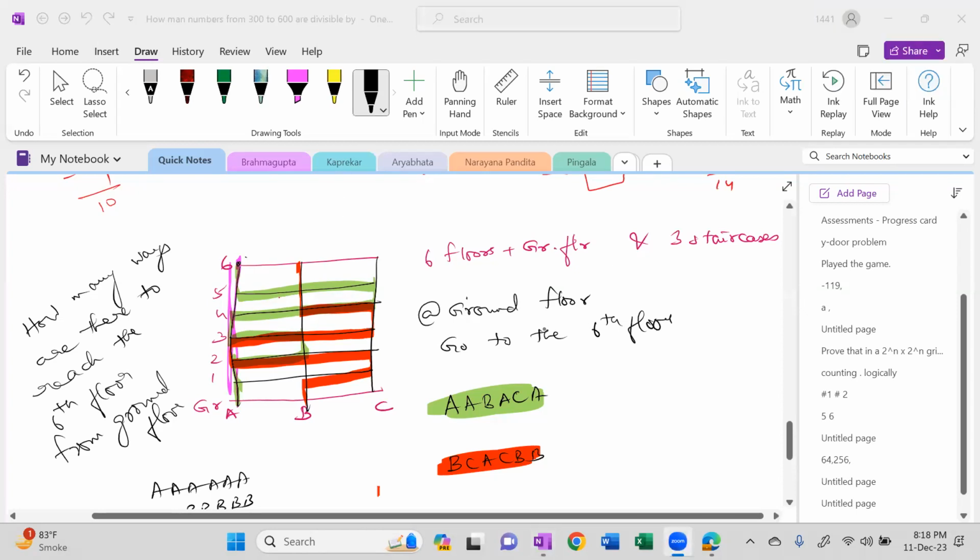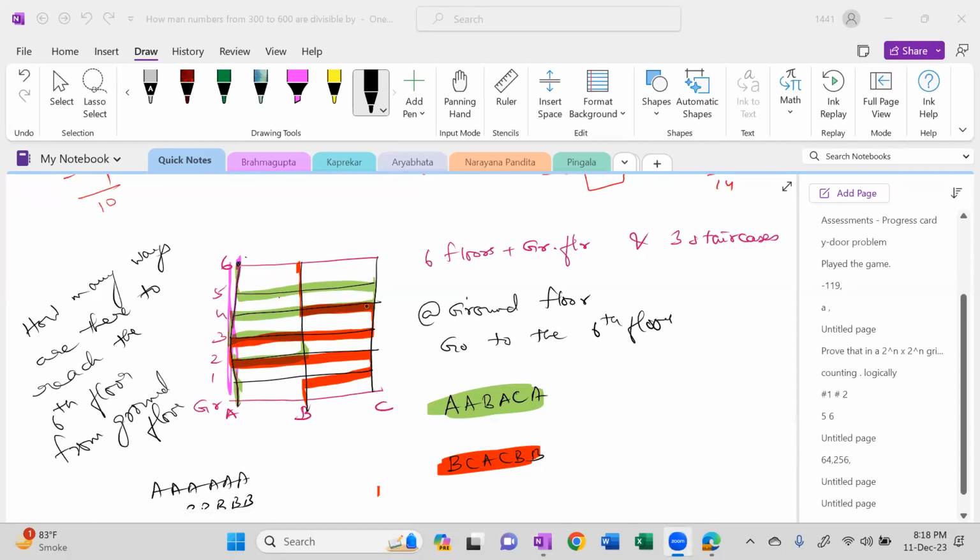So for each combination, the first one has 3 possibilities. Then the second one also has 3. So what are the 6 combinations? I don't understand. Which 6 combinations are you talking about? Sir, the number of ways to go up and down. The number of floors are 6, and I see 7 floors. There is the ground floor as well.